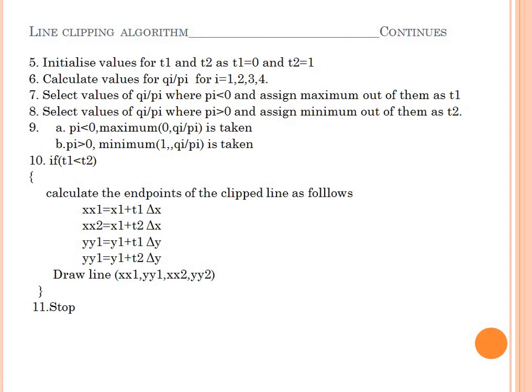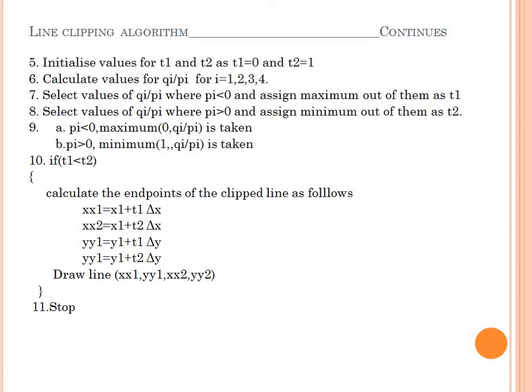Then here, if pi is less than 0, we identify the first intersection point; if pi is greater than 0, we identify the second intersection point. Okay, the line has 2 points. The first point is T1 equal to 0. The second point, that is the last point, is T2 equal to 1.